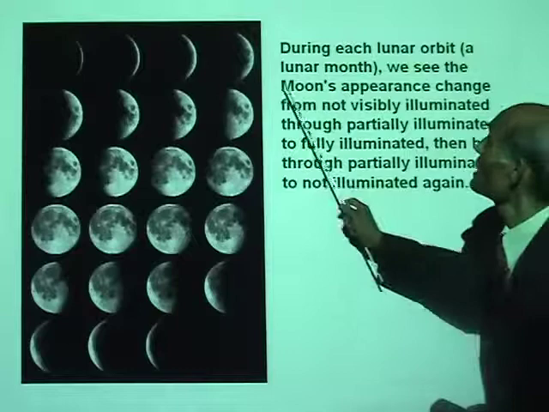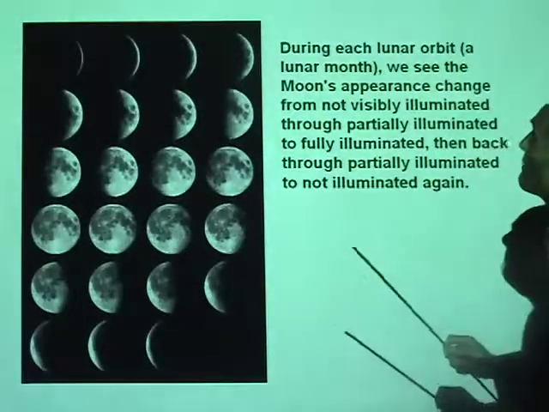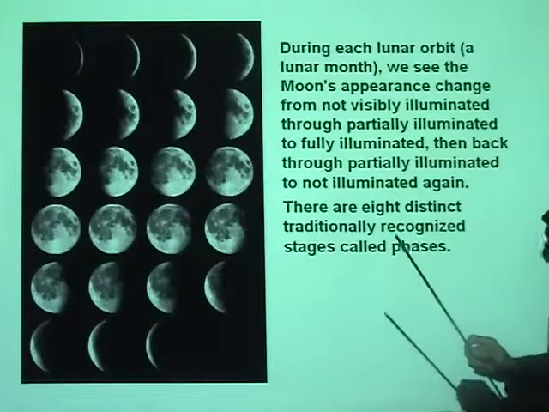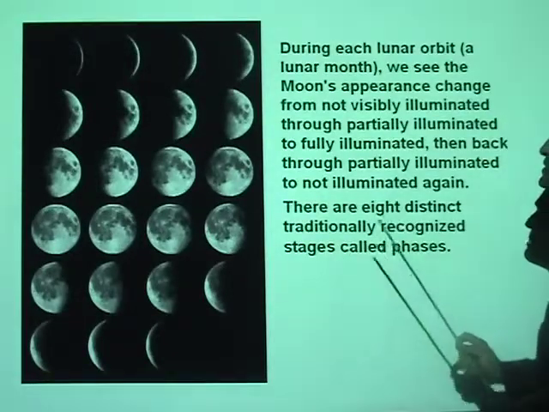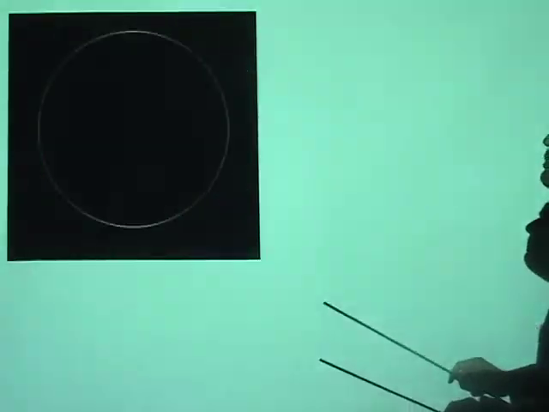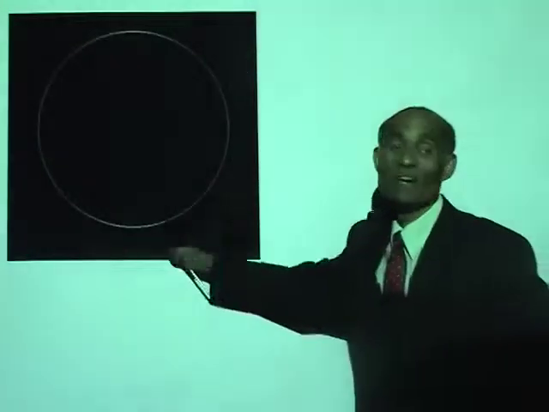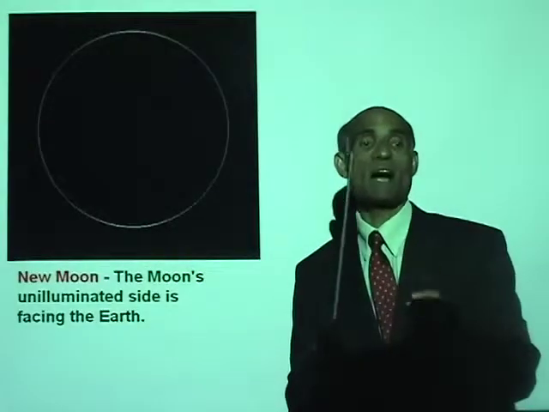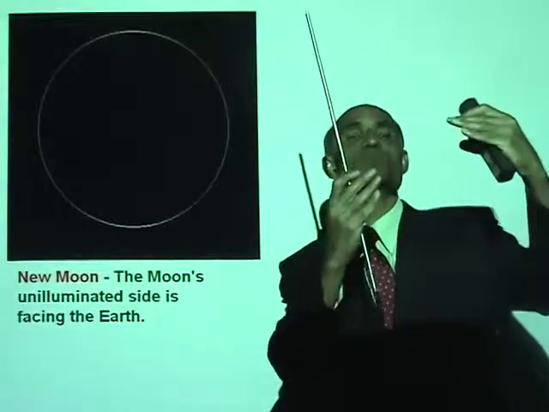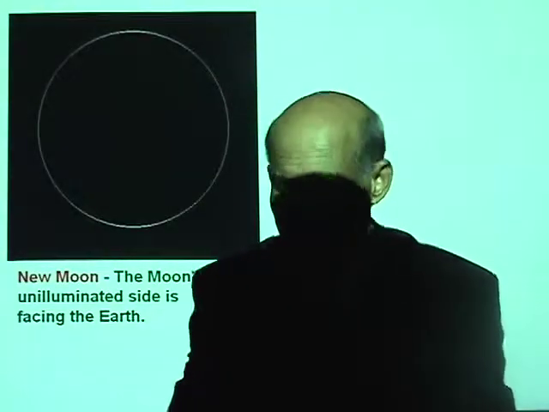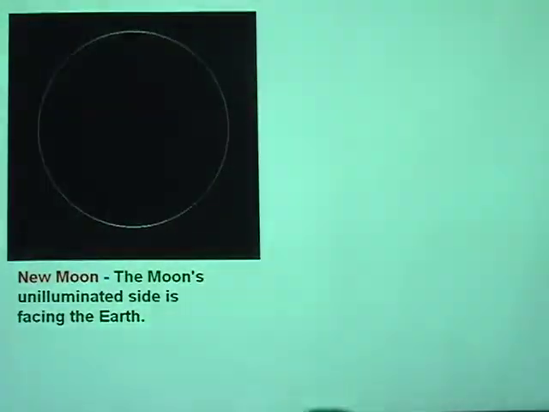Now I'm going to take these and divide them into 8 parts and show them to you one by one. 8 distinct, traditionally recognized moon phases. Now here is the new moon. That means this is the time the moon is between the earth and the sun, isn't it? The moon is between the earth and the sun.